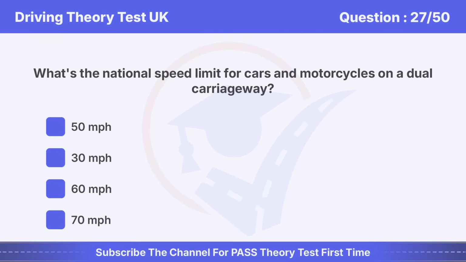Question 27. What's the national speed limit for cars and motorcycles on a dual carriageway? Option A. 50 miles per hour. B. 30 miles per hour. C. 60 miles per hour. D. 70 miles per hour.